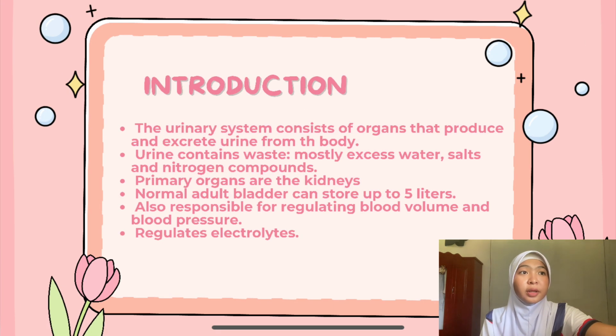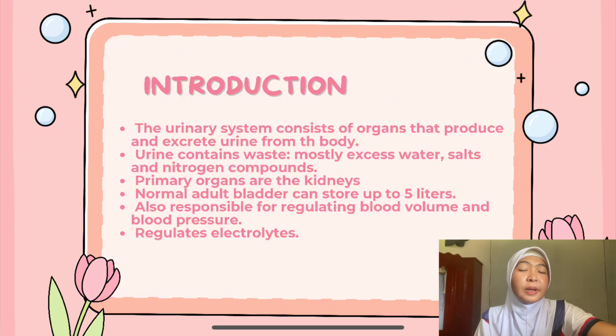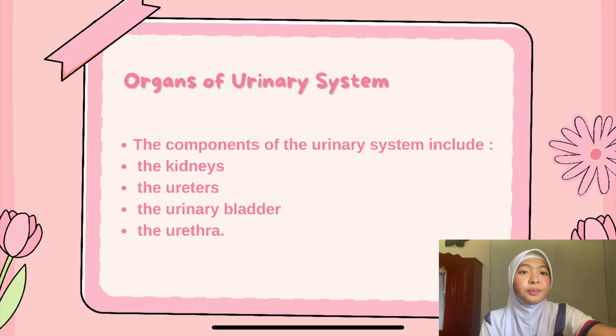So, the introduction. The urinary system consists of organs that produce and excrete urine from the body. Urine contains waste, mostly excess water, salts, and nitrogen compounds. The primary organs are the kidneys. It is also responsible for regulating blood volume and blood pressure. It regulates electrolytes. So we have the organs of the urinary system. The components of the urinary system include the kidneys, the ureters, the urinary bladder, and the urethra.